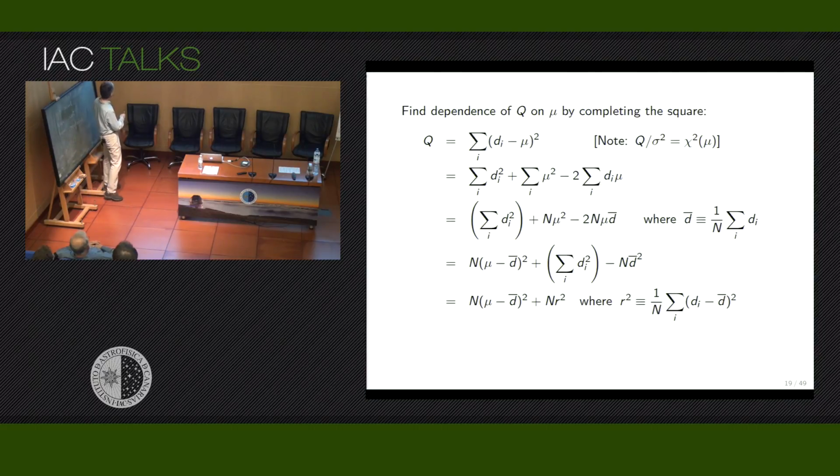So the answer is this quadratic form, this thing that looked like chi-squared, you can write as the parameter mu minus some estimate of the parameter, d bar, squared, plus some piece that's left over. So this piece plus this piece you can write as the sum of the data minus the predicted value for the data, d bar, squared. So the piece that's left over from this perfect square piece is just the residual squared. So n times the average squared residual.